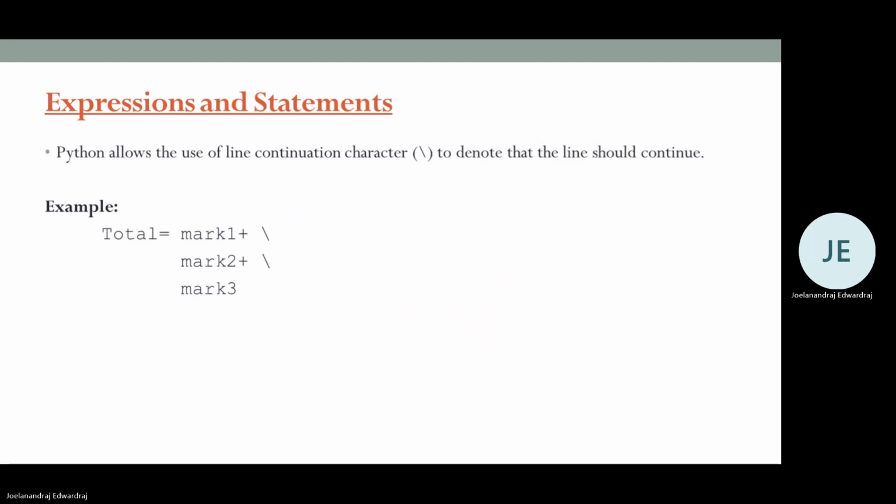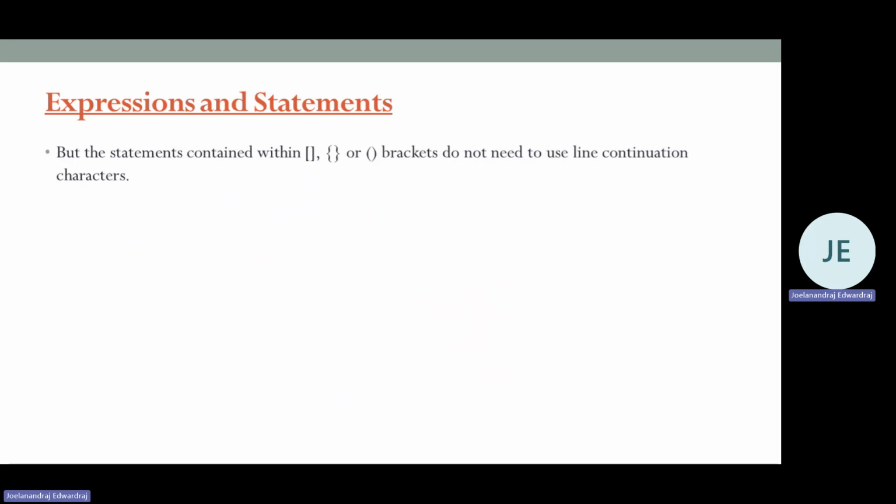So we use the line continuation character in Python whenever we have a very large expression. If you want to continue on subsequent lines, we can use the line continuation character. This is the backward slash. Using the backward slash, we are just telling the interpreter that we are continuing the expression to the next line.